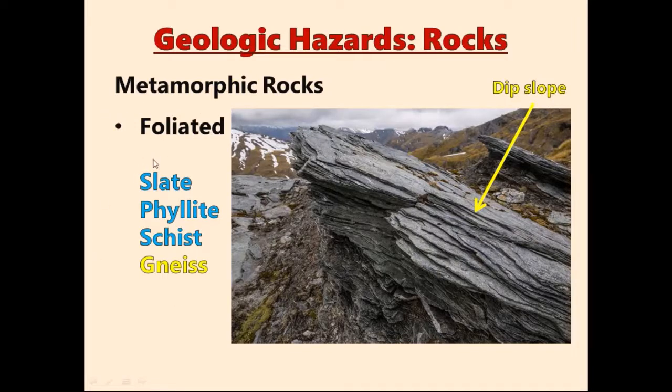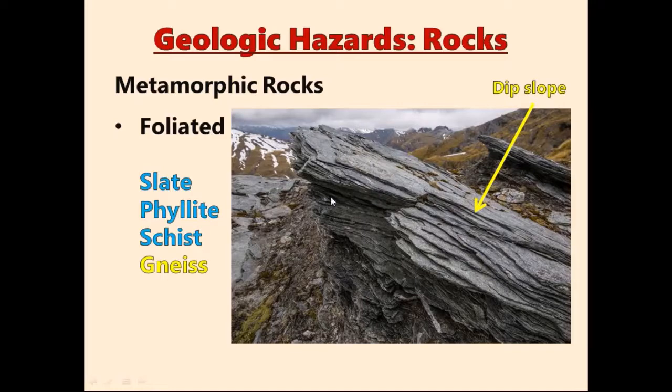The foliated metamorphic rocks are slate, phyllite, schist, and gneiss. Although I'm going to leave gneiss out of the discussion here because gneiss is actually banded versus foliated, just banded, right? But slate, phyllite, and schist are the three that are more susceptible to failure along the foliation.